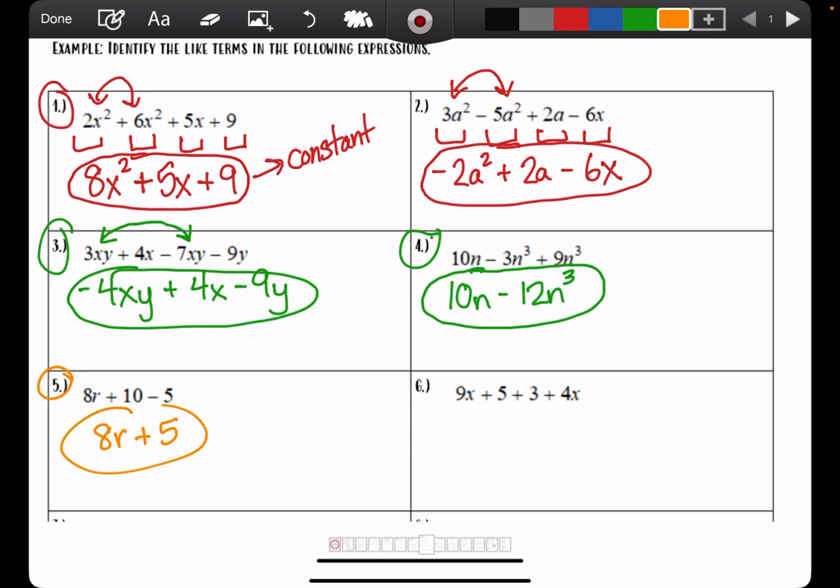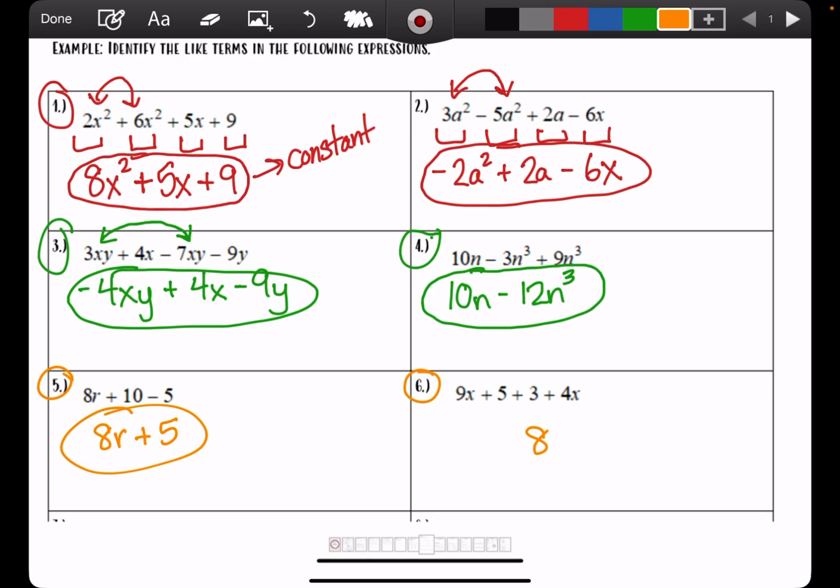We're going to keep the 8r because there's nothing to combine 8r with, but 10 minus 5 is a positive 5. So now we have 8r plus a positive 5. That's all we can do with that one because now we have a number by itself, 5, and a term with a variable in it. Because it has a variable, we can't combine it with the 5. All right, so the last one is number 6: 9x plus 5 plus 3 plus 4x. I see two constants that we can combine with each other, 5 and 3. In between them is an addition sign, so we're going to add those, so that'd be 8.